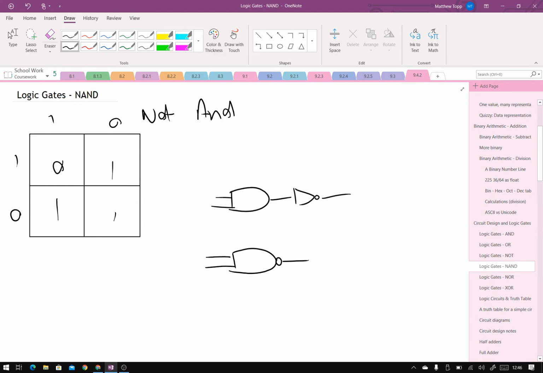My NAND gate is a not AND. If you were to draw it as 2 elements in a circuit, it's an AND gate with a NOT gate before the output. It's really simple. When you draw your truth table, draw your truth table for an AND and invert it.